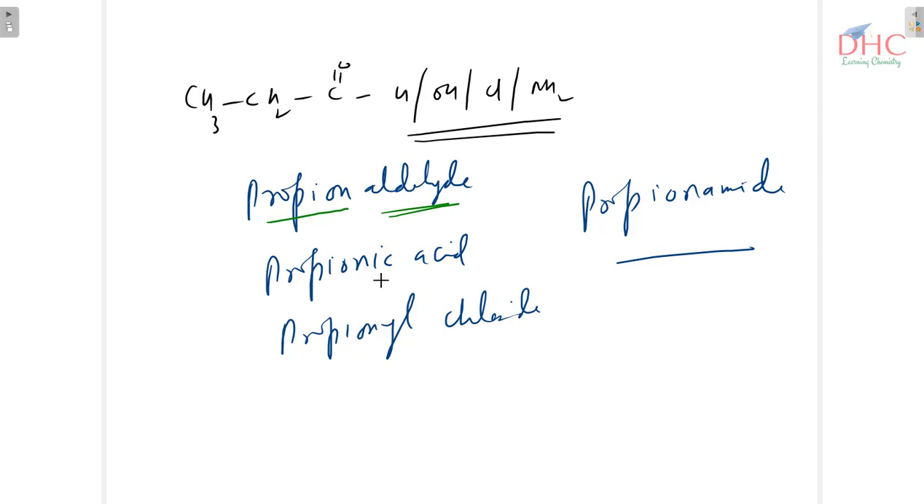If it's carboxylic, it's ic acid. If it's acid halide, it's alkyl halide. If it's NH2, it's amide. Rest is same, propion. So I hope you understand it.